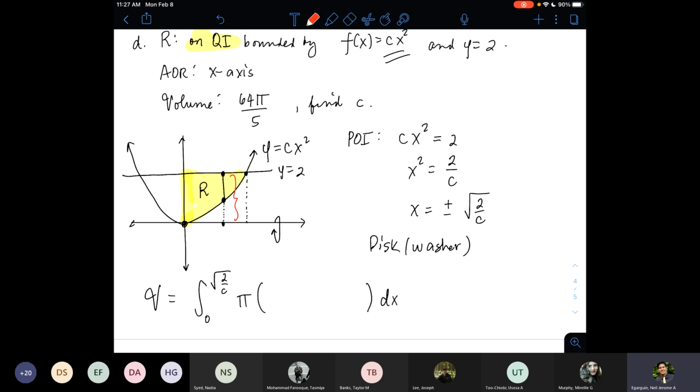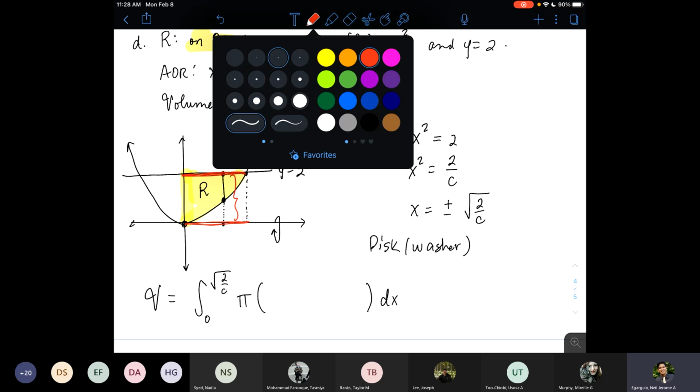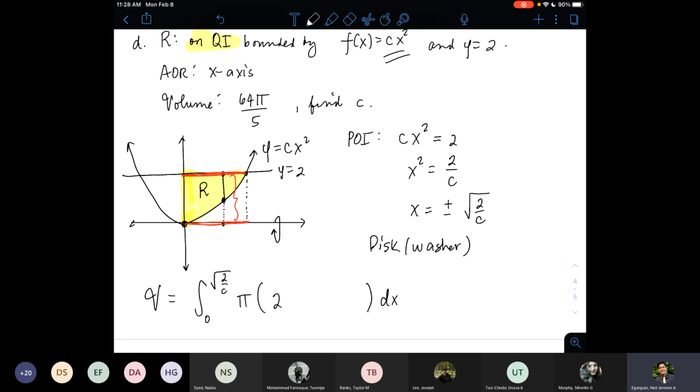Do you agree that that's going to be 2 units, right? Because wherever I put the region, it's going to be the line y equals 2 on top, and y equals 0 at the bottom. So that's 2 minus 0. So that would be 2 units. So the outer radius is 2 units, quantity squared, minus inner radius squared.